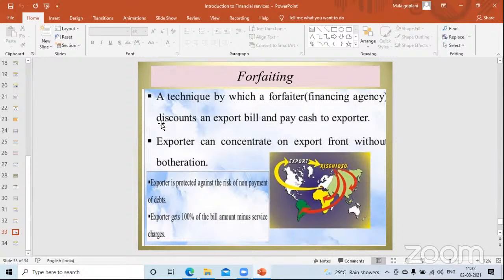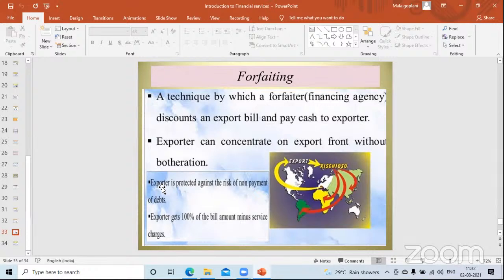Is that clear? Any doubt? See, it is written clearly here. Exporter is protected against the risk of non-payment of debts. In future, if the importer is not paying the amount on time, the exporter is not dealing with the loss, because he has already got the amount from the forfeiter.